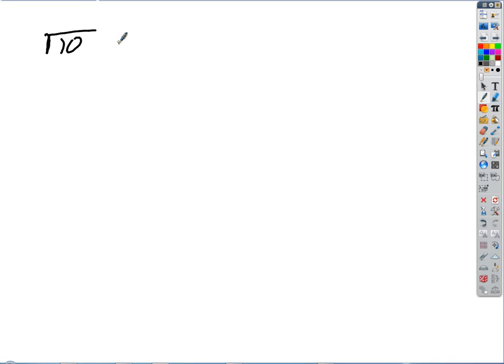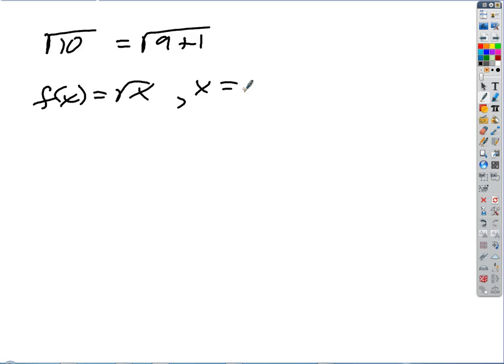So the square root of 10, we could say, is equal to the square root of, what's a convenient perfect square close to 10? 9. Okay, so it's exactly equal to the square root of 9 plus 1, which is roughly equivalent to an approximation that we could make based on the square root function. Now that's the same thing as saying if we had, say, the function f of x equals the square root of x, right? And x equaled what and dx equaled what?